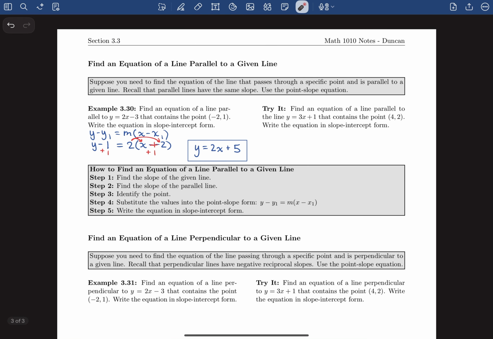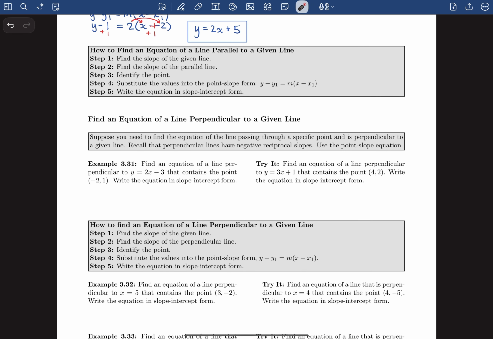Now let's finish by talking about finding an equation of a line perpendicular to a given line. Suppose you need to find the equation of the line passing through a specific point that is perpendicular to a given line. Recall that perpendicular lines have negative reciprocal slopes. In our last lesson, we talked about how perpendicular lines are at 90 degrees to each other. They're at right angles, and their slopes are always negative reciprocals of each other.